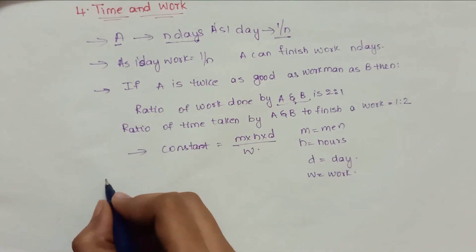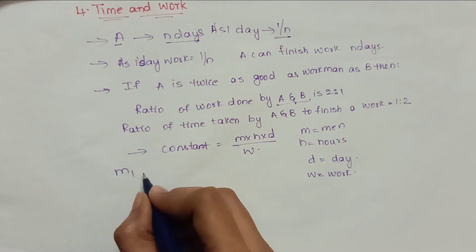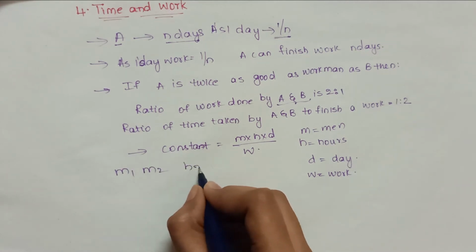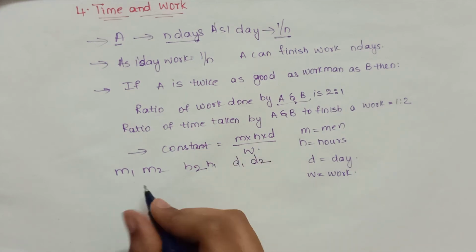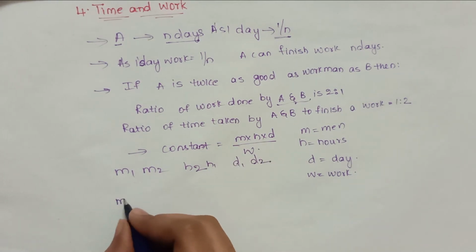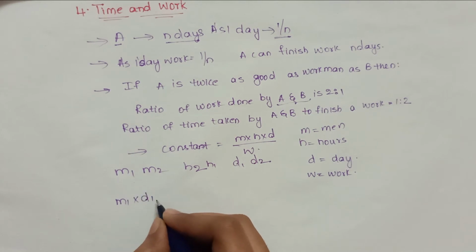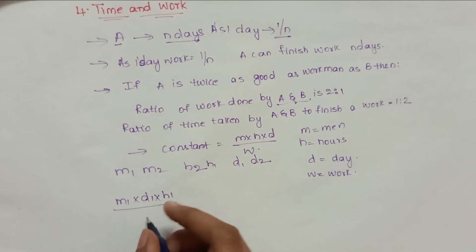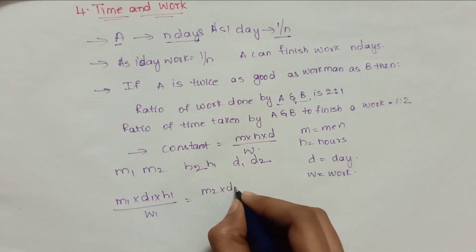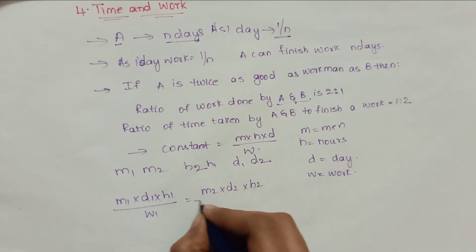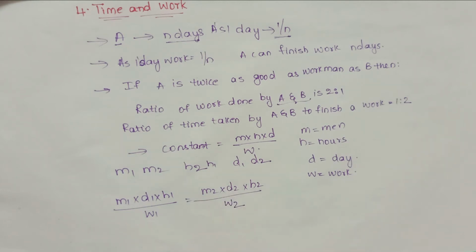But here if they ask us to find for 2 men, 2 hours, 2 days, then we should use this formula: m1 into d1 into h1 by w1 is equals to m2 into d2 into h2 by w2.